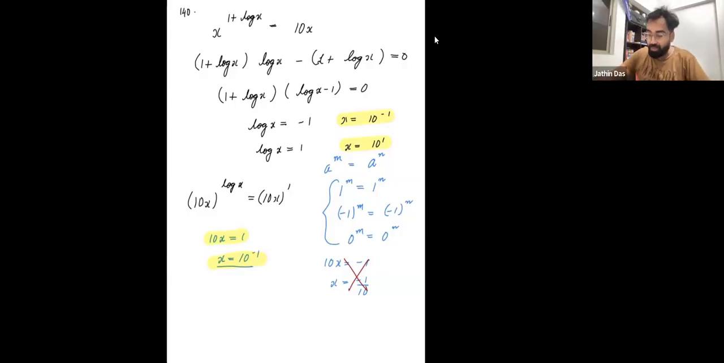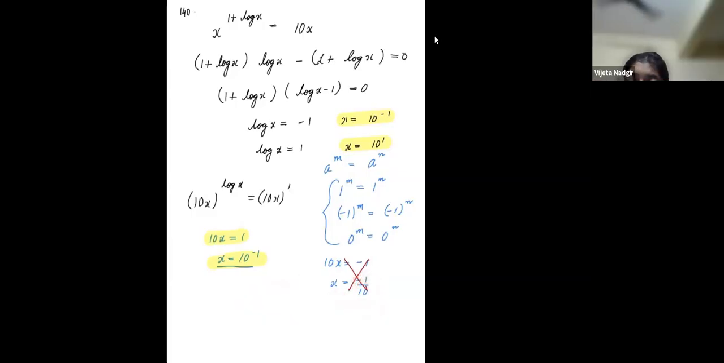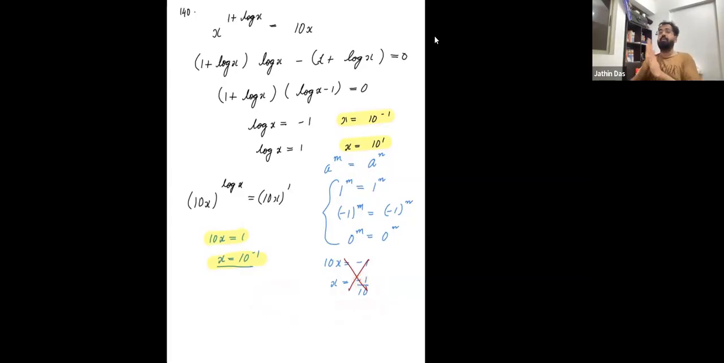But I've told you before one thing very clearly. If it is x raised to any variable or variable raised to variable, always apply log on both sides. That will make your work easier.